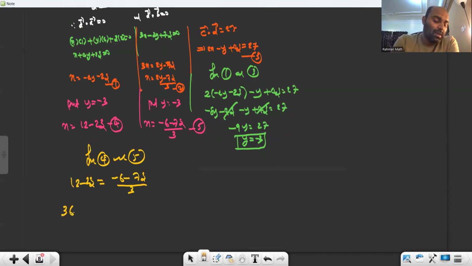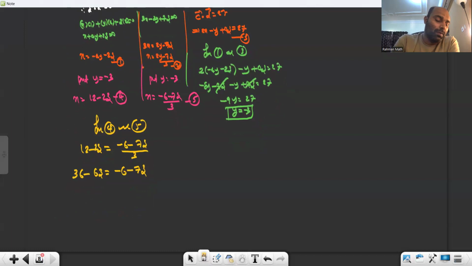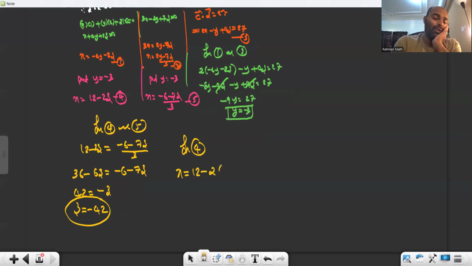Do the cross multiplication. 36 minus 6z equal to minus 6 minus 7z. So 42 equal to minus z. So z equal to minus 42. From 4, x equal to 12 minus 2 into minus 42. So x equal to 48, 60 will come. X equal to 60. Y equal to minus 3.